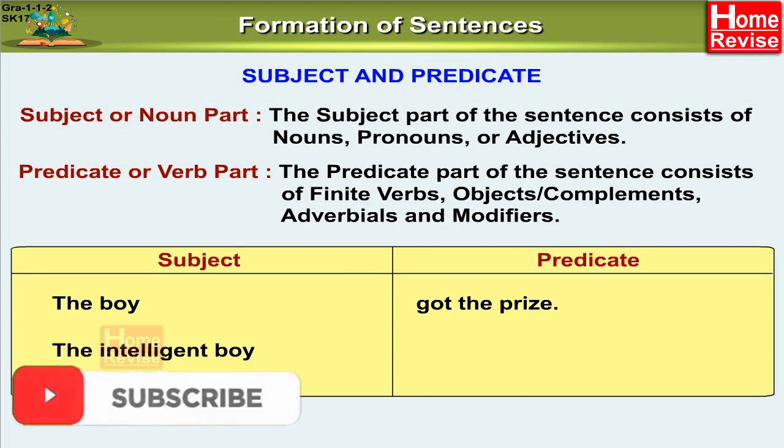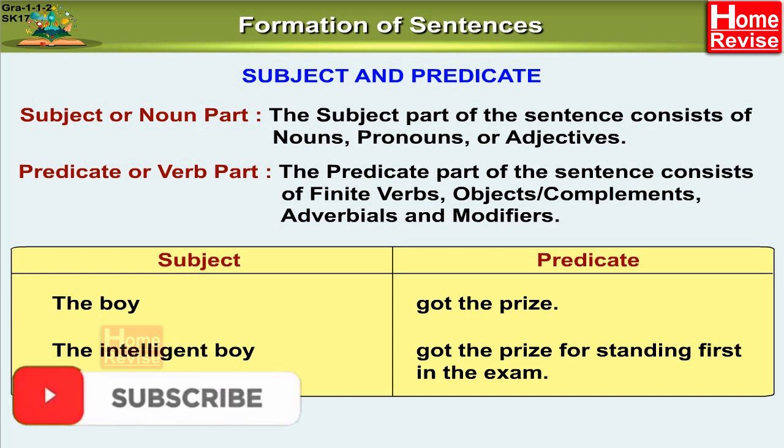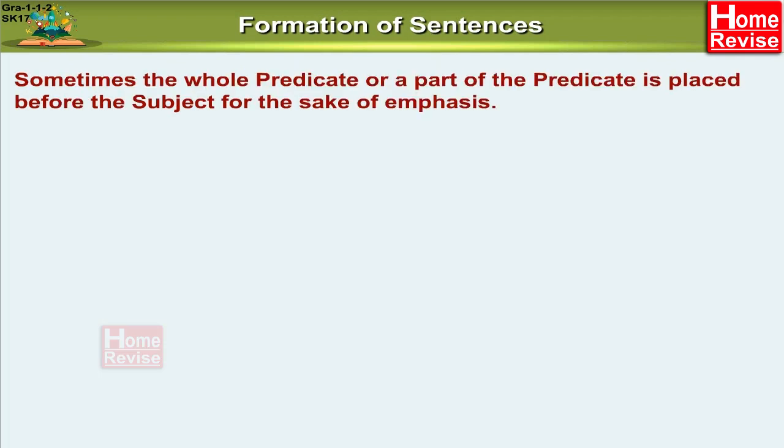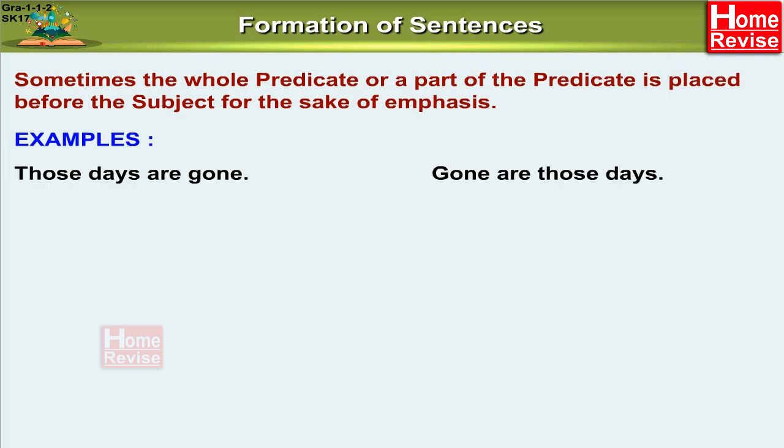The intelligent boy got the prize for standing first in the exam. The intelligent boy is the subject. Got the prize for standing first in the exam is the predicate. Sometimes the whole predicate or a part of the predicate is placed before the subject for the sake of emphasis. Examples: Those days are gone. Gone are those days. Gone are, the predicate, is placed in front of the subject, those days.